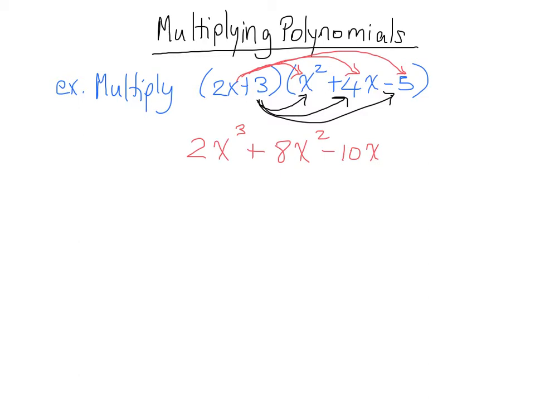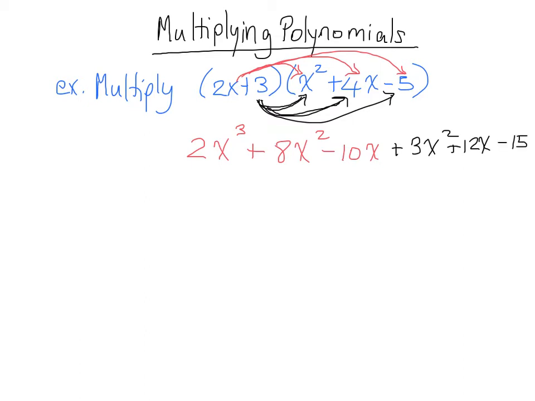The first black arrow says 3 times x squared gives us 3x squared. The second black arrow, 3 times 4x gives us 12x. And our final black arrow, 3 times negative 5 gives us minus 15.